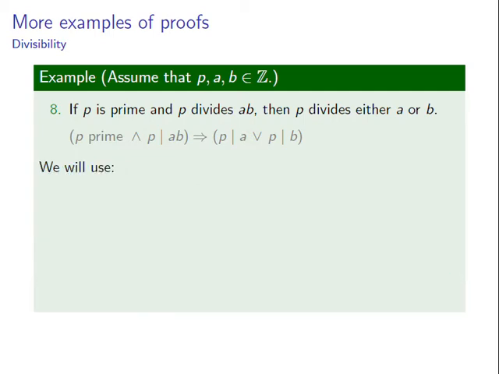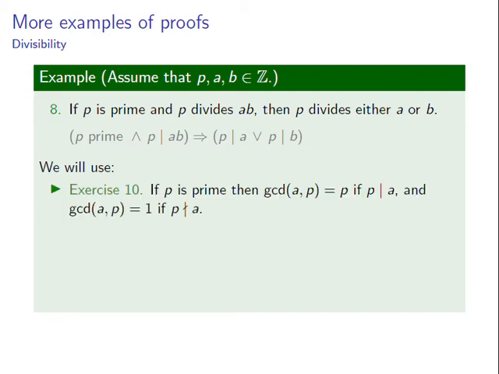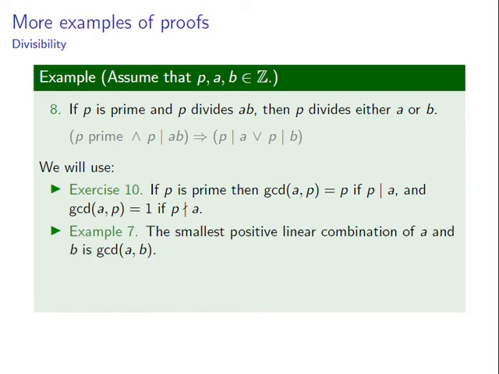We will use the following results. If P is prime, then the GCD of P and A is P if P divides A, and the GCD of P and A is 1 if P does not divide A. The proof of this result is left as an exercise. The smallest positive linear combination of A and B is the GCD of A and B. This was proved in example 7 in part 2 of lecture 2.4.